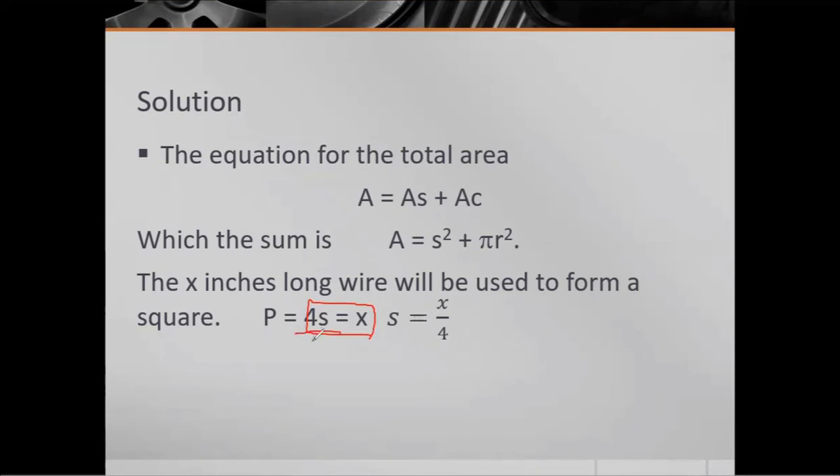So pag ginawa mong all over 4, cancel out ang 4. Then dito rin over 4. Kaya magiging s equals x over 4. Then we are going to use the result s in the area of the square. So area of square is equal to s squared. So we have x over 4 squared, and x over 4 squared is x squared over 16.